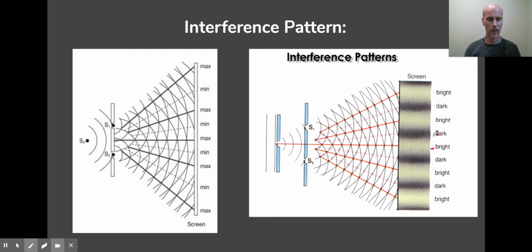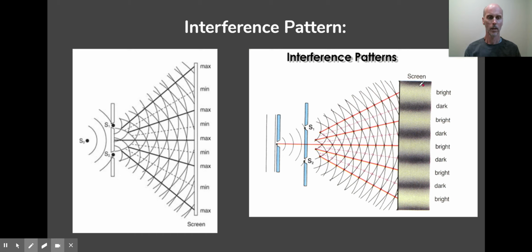On the other hand, there are regions in between where the crest from one source meets the trough from the other and makes this dark line. So the interference pattern for light shows up, unlike water waves that we can see on the medium, only when we project it onto a screen and see these regions of bright spots, dark spots, bright spots, dark spots.